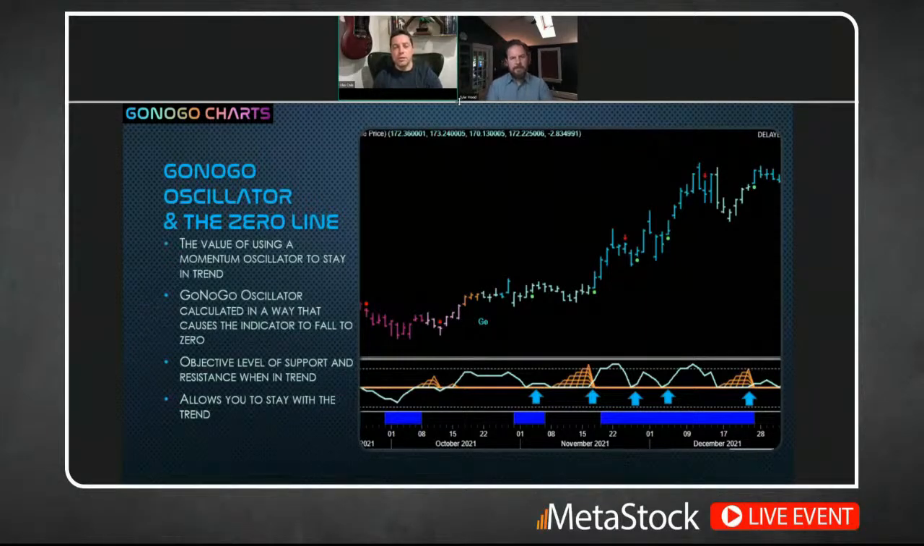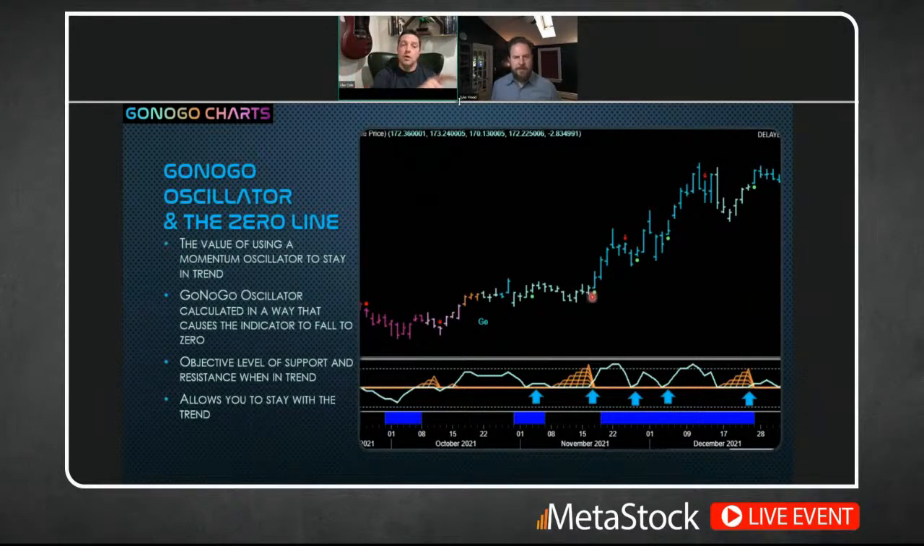So what we wanted to do with the oscillator for GoNoGo Charts was create it in a way that caused the indicator to go to zero when the inputs, remember, this is a blended oscillator with many, many inputs from momentum indicators that I've used, are all in their neutral territory. So if you're in a strong go trend, all of the pullbacks, if this is a healthy trend, will cause the oscillator to fall to the zero line, where we can watch to see if we find support. If it finds support and bounces, we can say that momentum has come back in the direction of the trend, and we can expect further price gains.